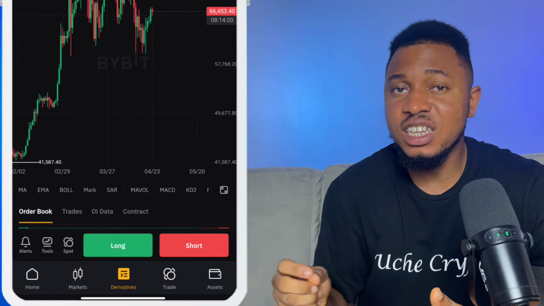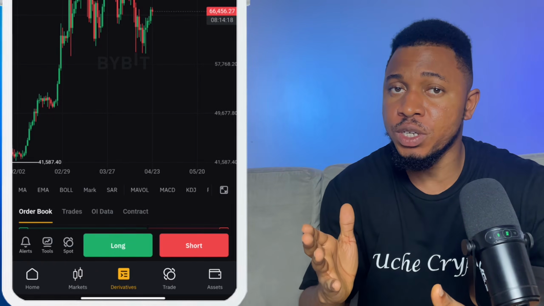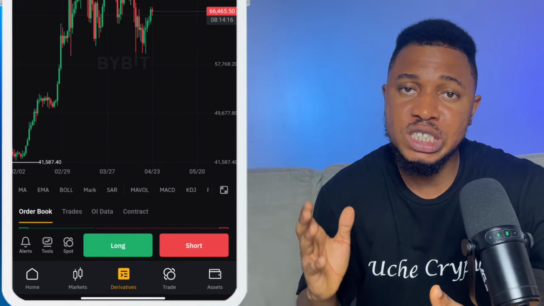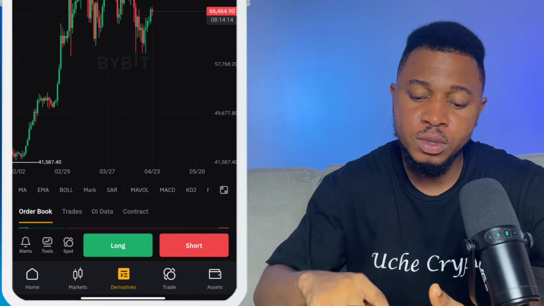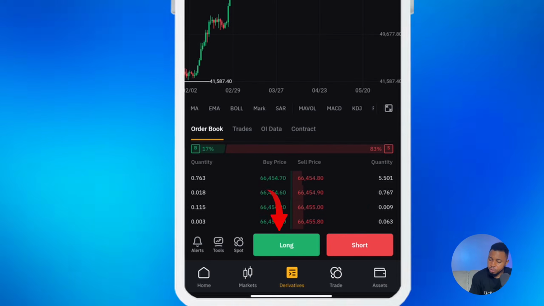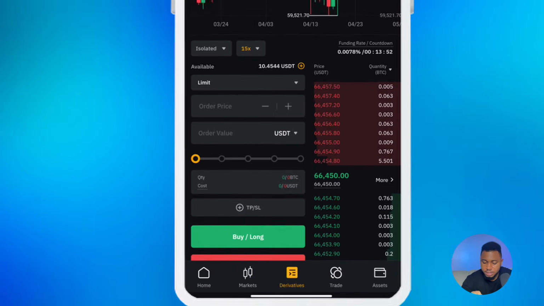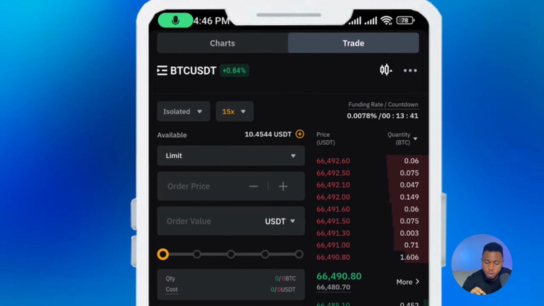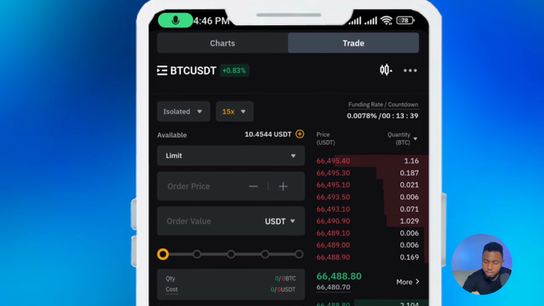So right now you can see that you can make profit both ways when trading the futures market, either when it's going up or when it's coming down. So you just have to be right for you to make money. Alright, so let's click on long. Okay, so now that you understand that, over here you can see isolated and 15x. Let's start with the isolated.